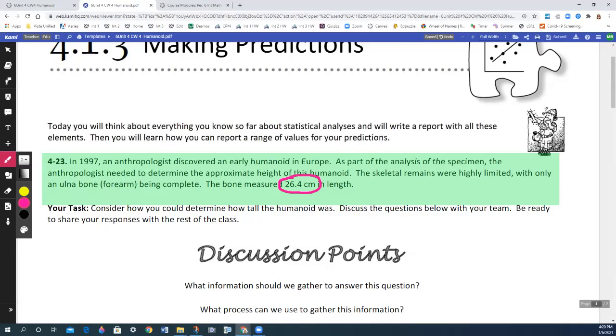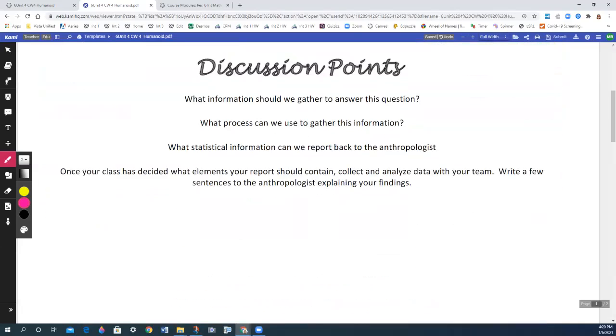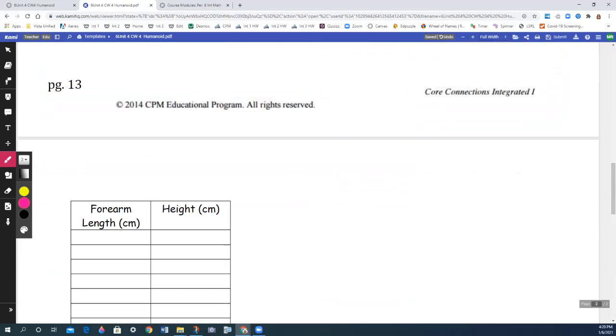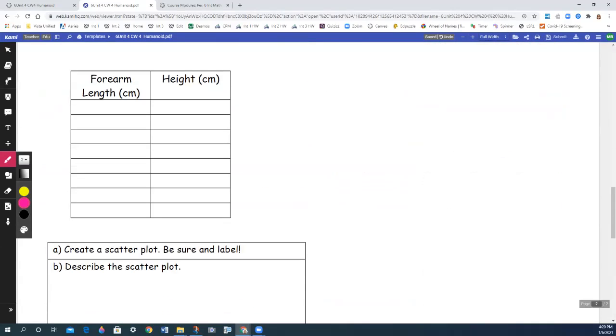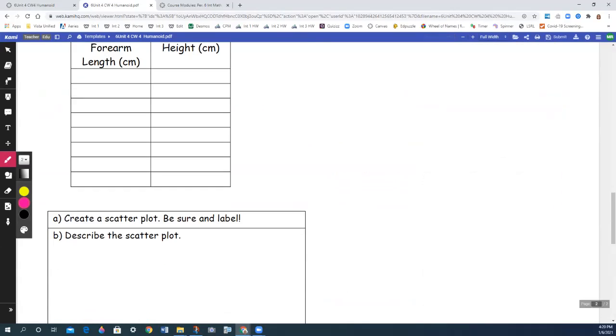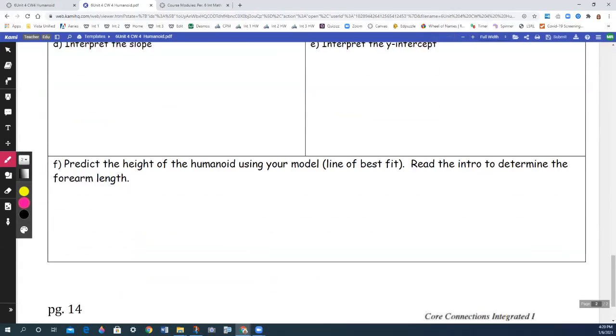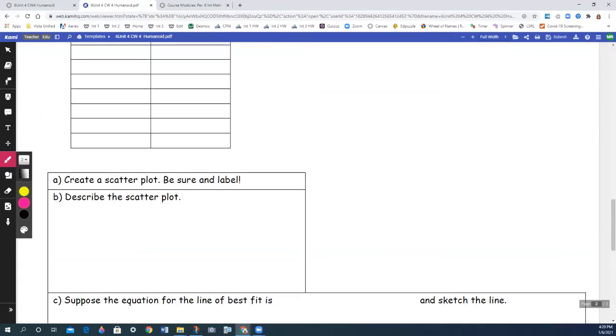And they want us to consider how you could determine how tall the humanoid was. Discuss the questions between your team. Be ready to share responses. So what we're going to do is they gave us this worksheet. We're going to add in the data that I presented today, and I'll add that back in here. We're going to do a scatter plot, okay, and then answer all of these sentence frames, okay.